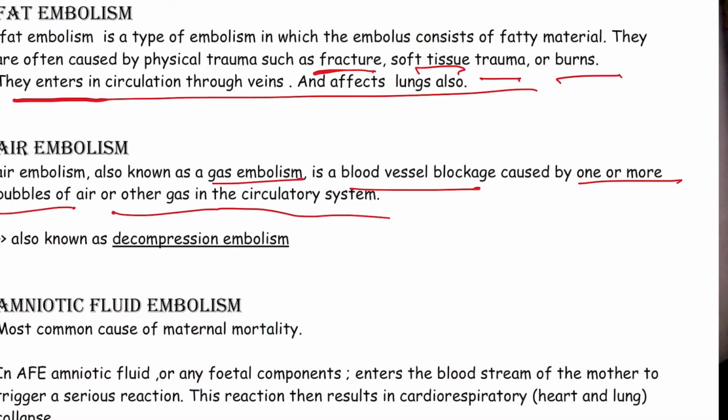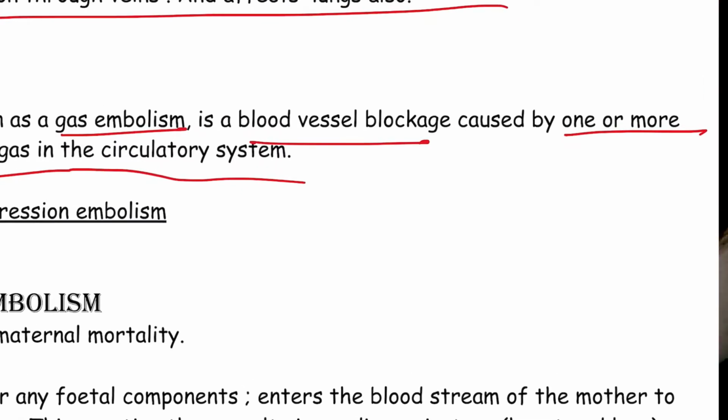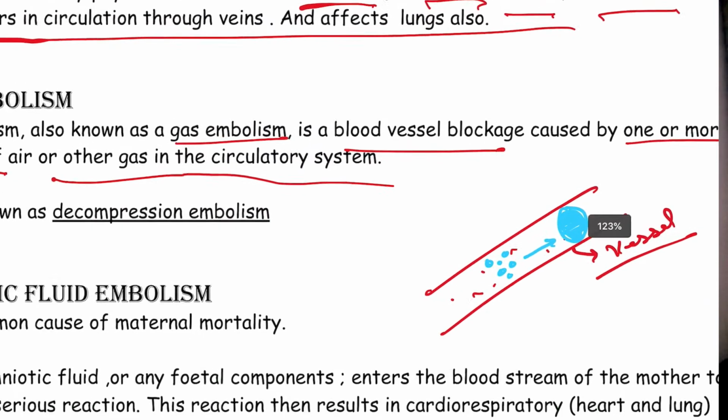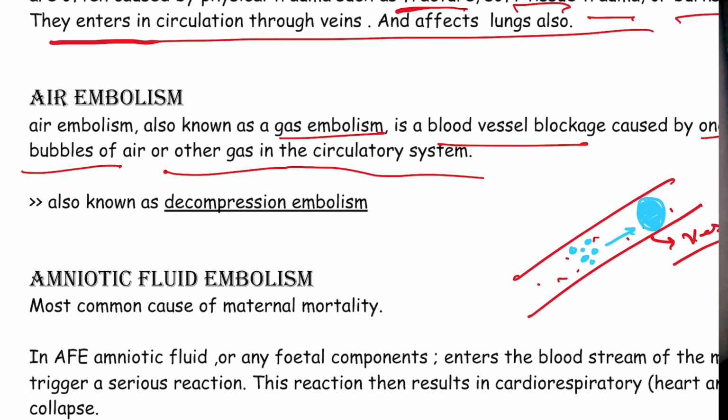So what happens in reality? Let's zoom into the diagram. Here I am making a diagram. So here I have a vessel. In the vessel we have blood and plasma. In the plasma we have a small amount of gases in the dissolved state. These gases together make a large bubble of gas. This air bubble or gas can block the vessels. So what happens is called air embolism.